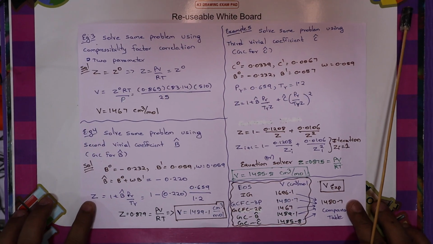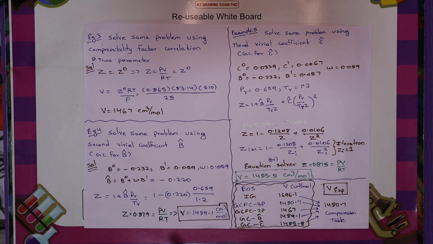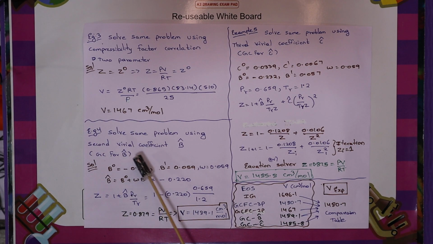So B0 and B dash can be estimated. If you know the TR, you can calculate the B0 and B dash. Once you know the B0 and B dash, estimate B cap. Once you know the B cap, you can calculate the Z. If you know the Z, you can calculate the volume. So according to the Pitzer correlation for the second virial coefficient, the volume is 1489.1 centimeter cube per mole.